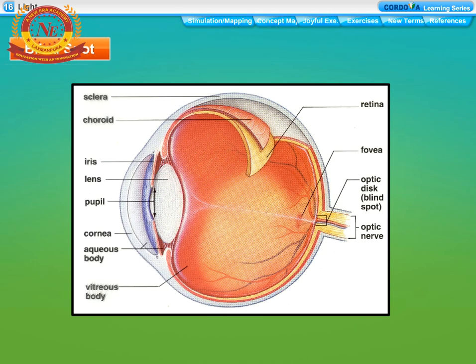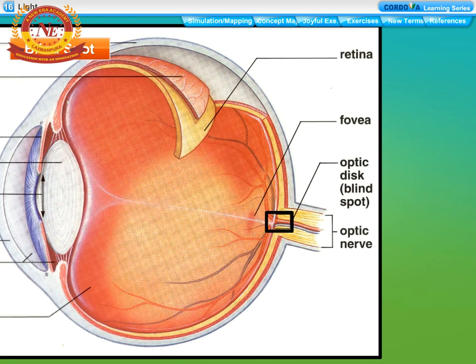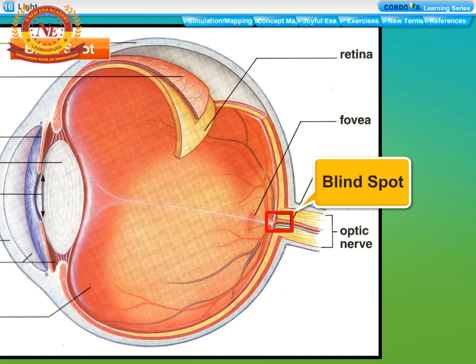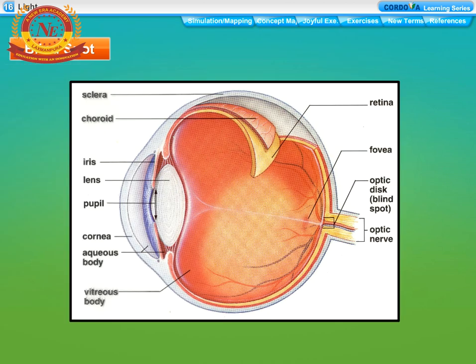Blind spot. At the junction of the optic nerve and the retina, there are no sensory cells, rods or cones, so no vision is possible at that spot. This is called the blind spot of the eye.